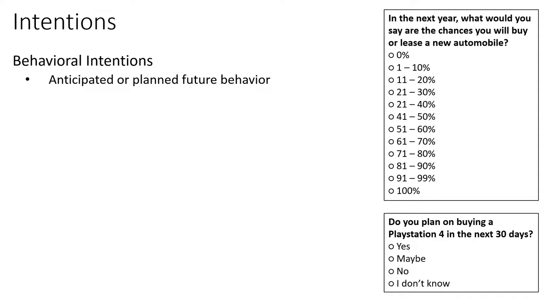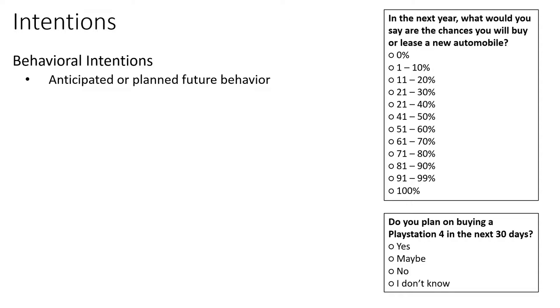Behavioral intentions are simply the anticipated or planned future behavior that an individual has. Here are 2 examples. In the next year, what would you say are your chances that you'll buy or lease a new automobile? Or another option, do you plan on buying a PlayStation 4 in the next 30 days? Yes, maybe, no, or you don't know. What's true about both of these? These are measuring someone's intentions.